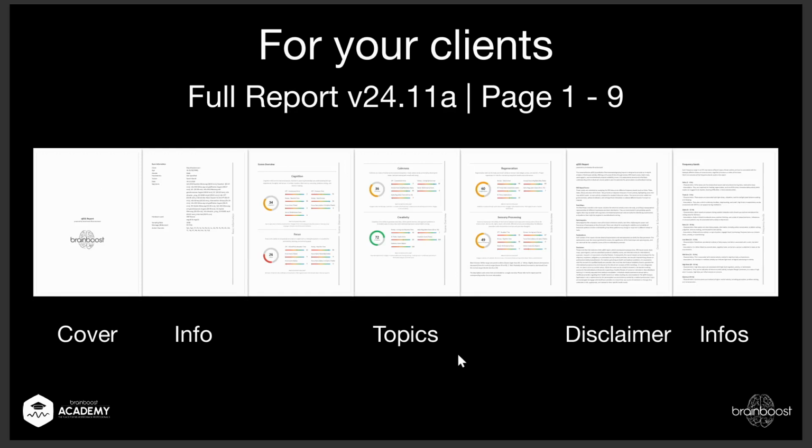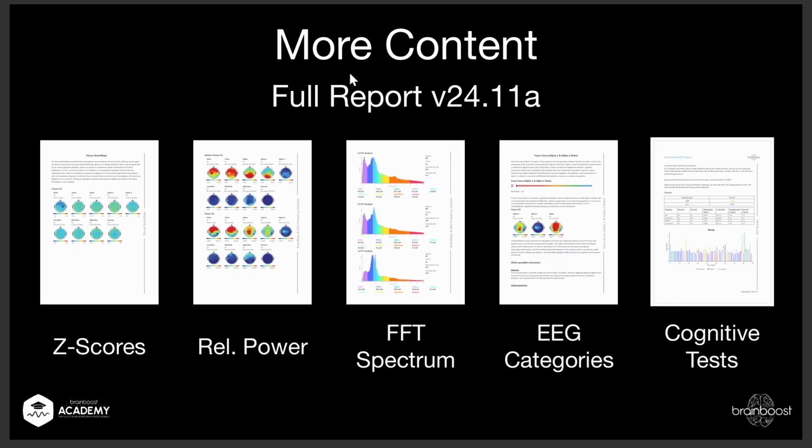So this is usually a lot of info for your client to make them happy, to give them an understanding of what you measured. And then there is more content with some z-scores, relative power, FFT analysis, then the detailed EEG categories, and of course cognitive tests. So this is usually what you might give in the second or third meeting with your client.